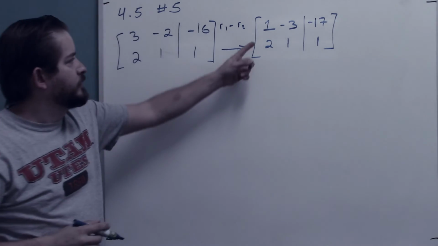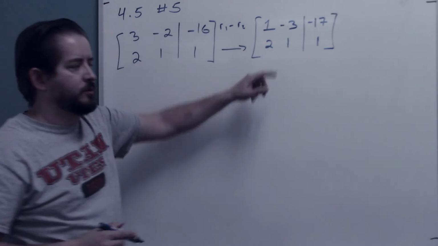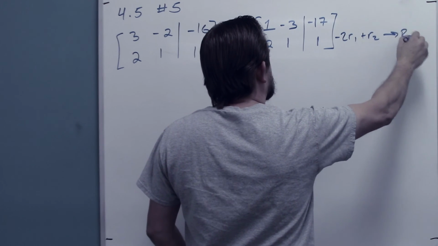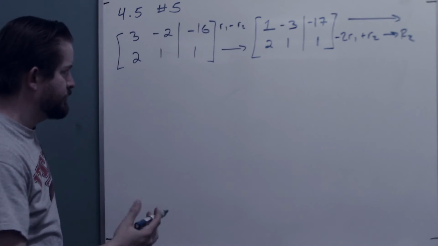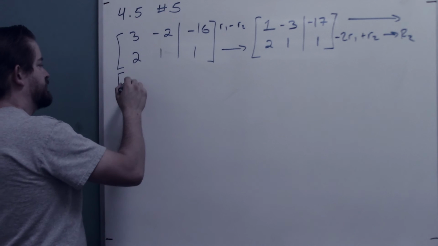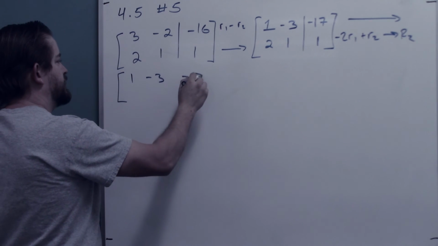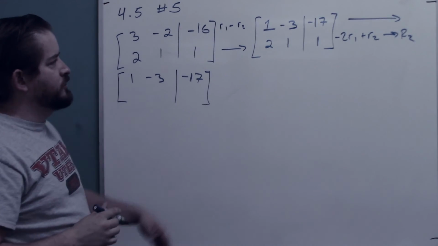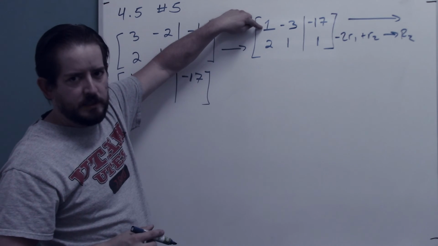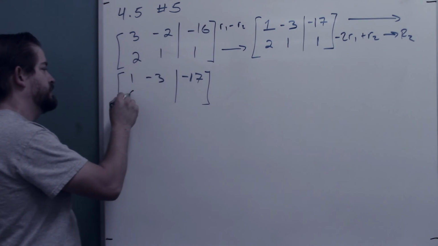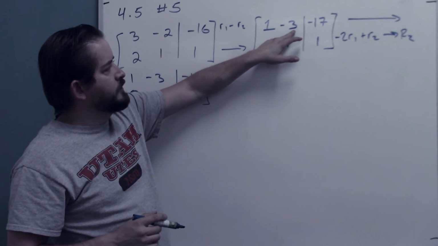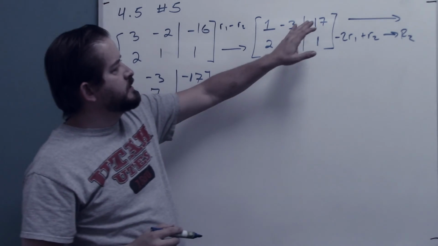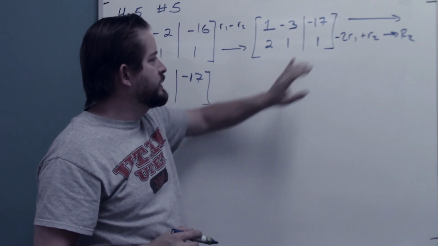Okay. I've got my 1, I'm going to use it to eliminate this 2. So that is to say I'm going to take -2 row 1s and add that into row 2 to give me my new row 2. Row 1 I don't want to mess with, so I'm not going to change it. This gives me 1, -3, -17 at the top still. And -2 row 1's added to row 2, so -2 times 1 is -2, plus 2 is 0, perfect. -2 times -3 is a positive 6, plus 1 is 7. And -2 times -17 is a positive 34, plus 1 is 35.